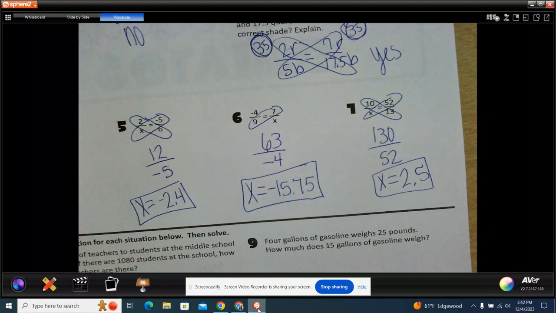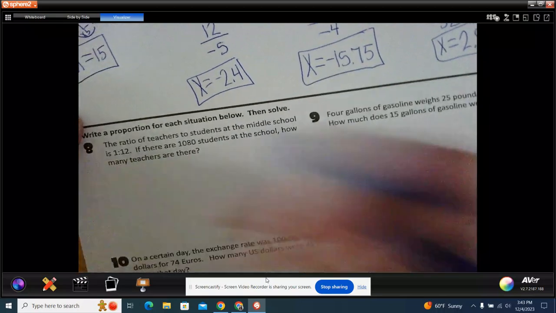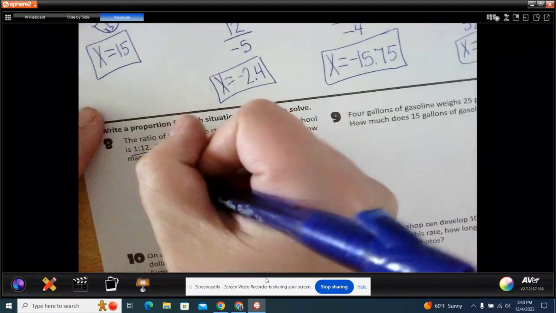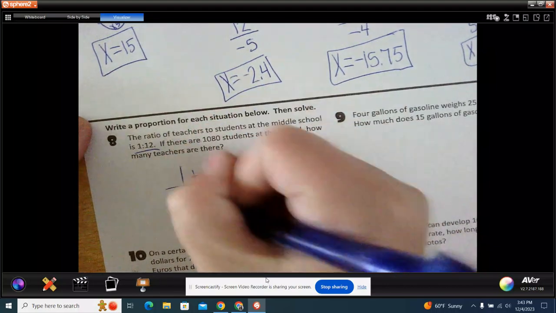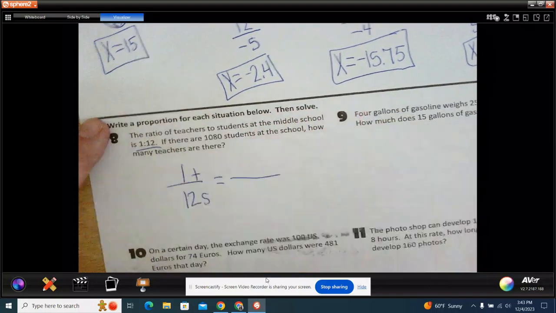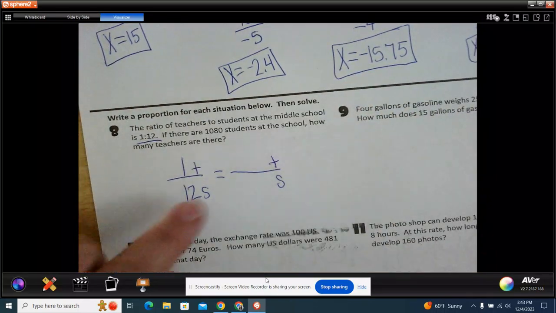Okay, so let's look at some word problems. The ratio of teachers to students at the middle school is 1 to 12. If there are 1,080 students at the school, how many teachers are there? I'm going to start off with my ratio, 1 to 12. The key on this is to label: 1 what? 1 teacher, 12 students. On the other side, we're going to keep the same units, so teachers on top, students on bottom.